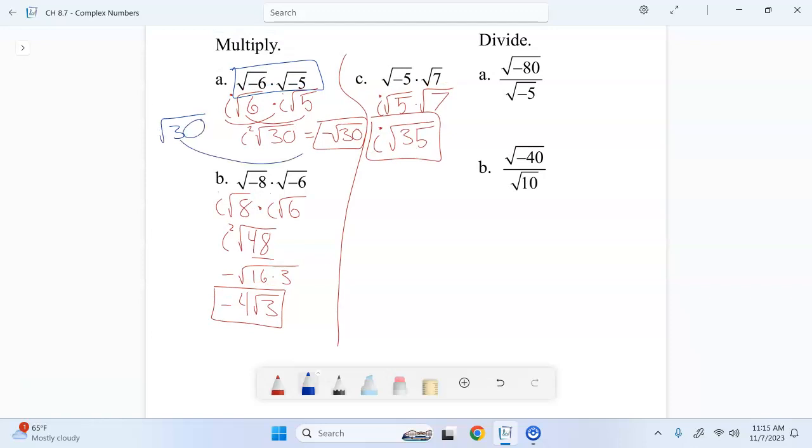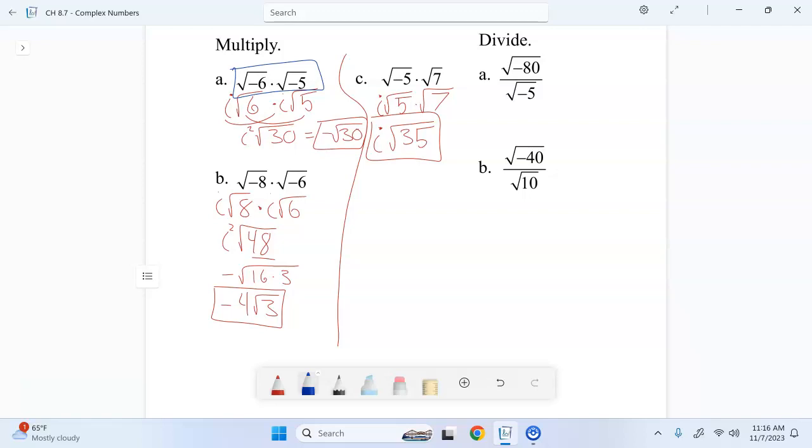Does that equal the negative square root of 30? No. Totally different answers. Because we didn't deal with the fact that these are imaginary numbers first, that's going to cause that mistake. So you always need to write it in terms of i first before you do any of the operations. Otherwise, you'll probably just get the wrong sign. Division, same idea. Write in terms of i and then start simplifying.